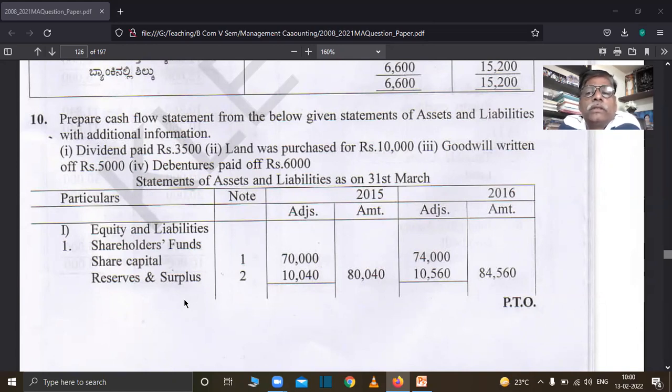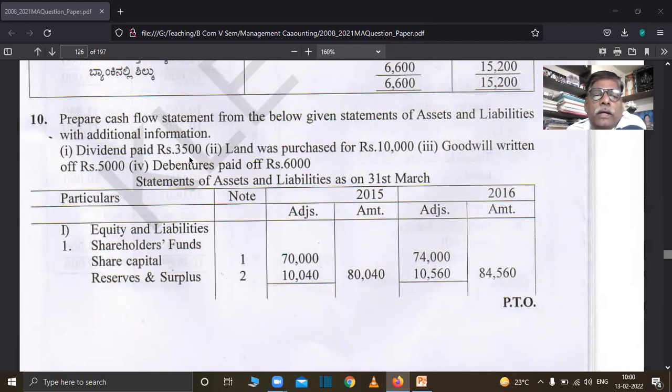you have to prepare the schedule of changes in working capital. Second point, you have to prepare the required accounts. And third step, funds from operation. And fourth step, fund flow statement. 4 steps you have to follow. Okay, you see the problem.